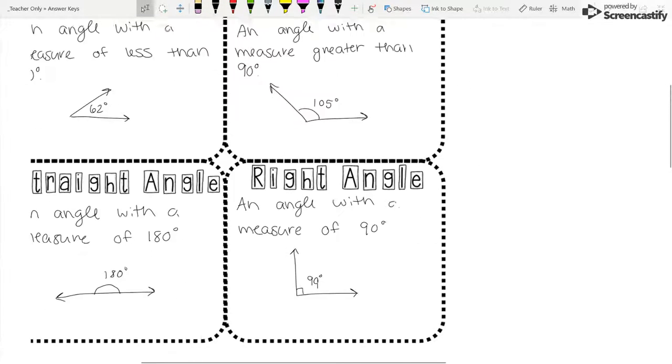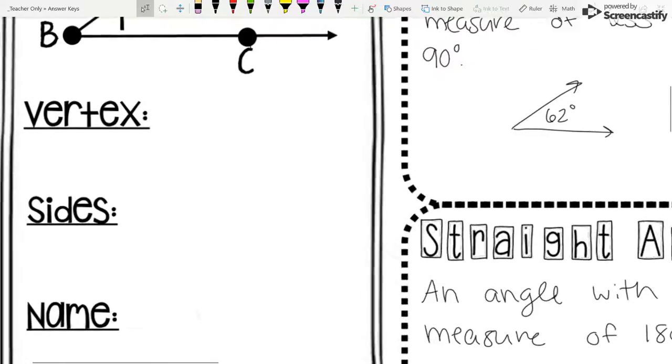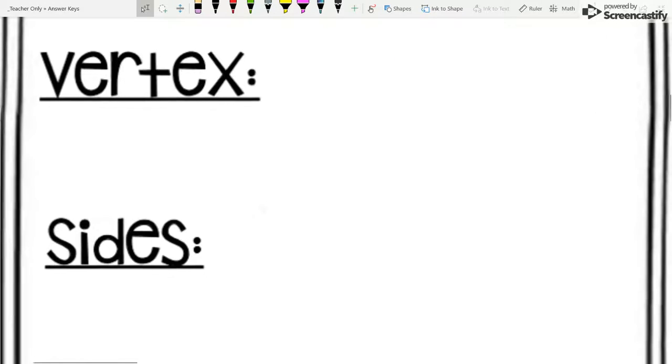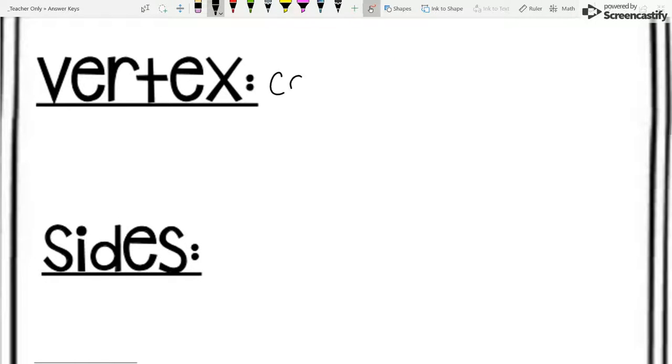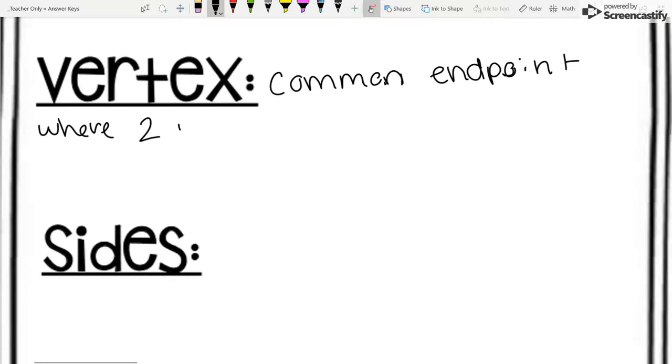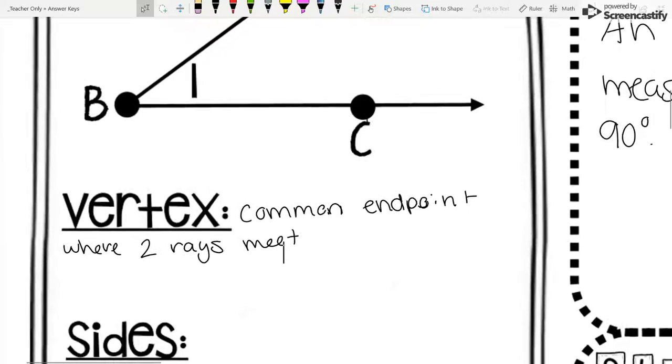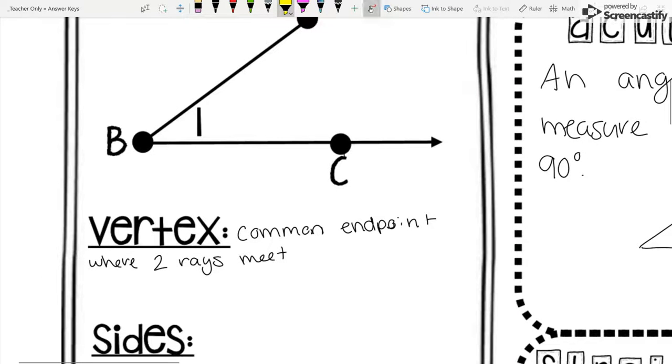Now we're going to move on to naming the parts of our angles. The vertex is the common endpoint where two rays meet. In this example, our vertex is letter B. That's where our two rays meet. That is their common endpoint. And to name this point, we just use a capital letter B.